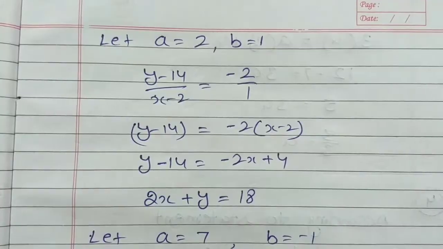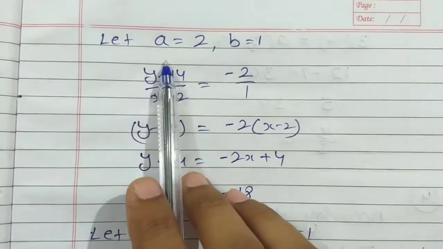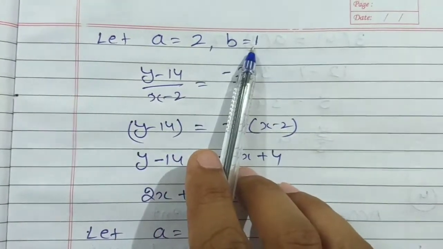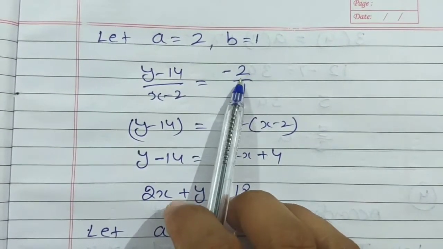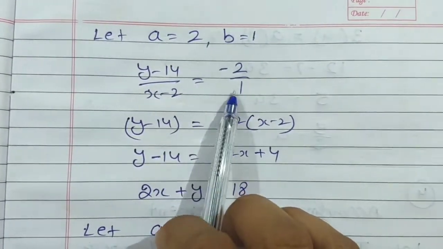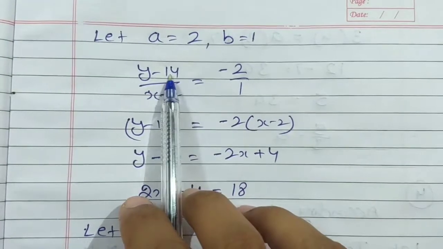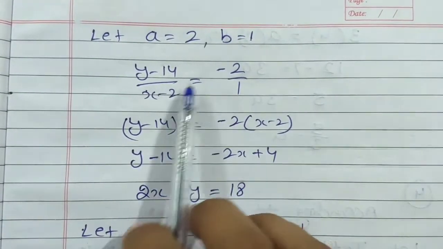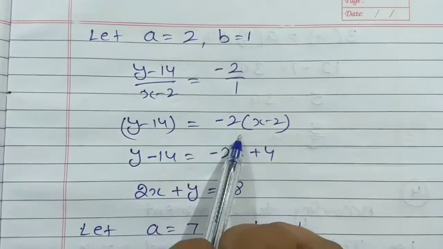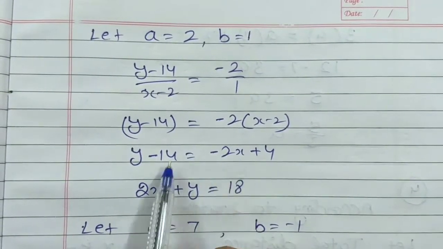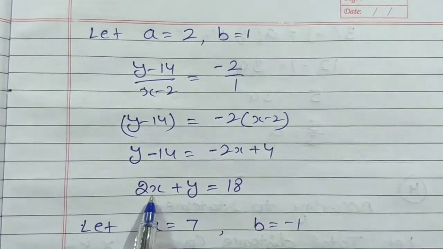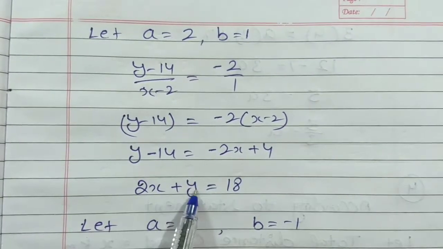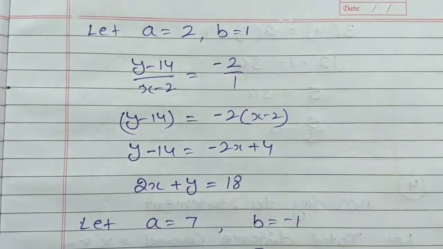First of all, let a equal 2 and b equal 1. So put these values, that is minus 2 upon 1, then cross multiply: 1 is multiplied by y minus 14, and x minus 2 is multiplied by minus 2. Just multiply it and rearrange these terms so that it becomes an equation, that is 2x plus y equals 18.